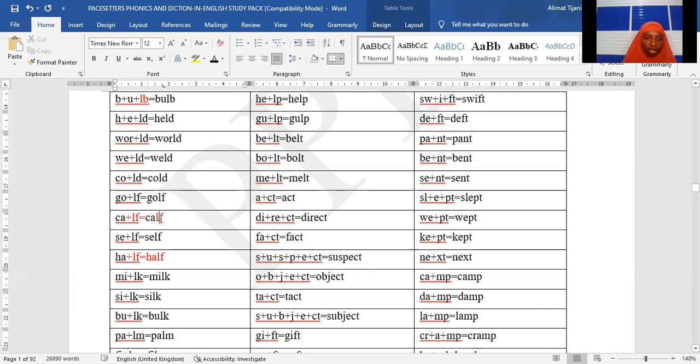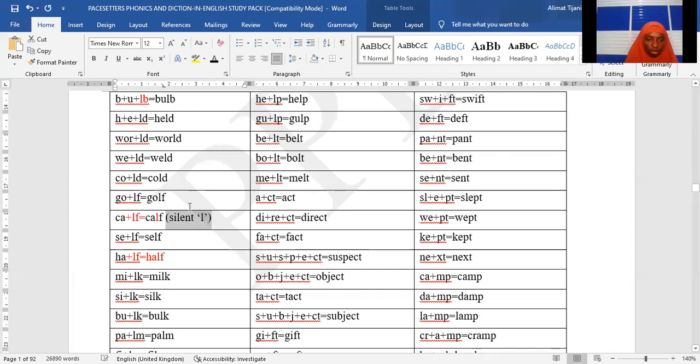The next one is bulges. I'm calling attention to the fact that the letter L there is silent. Silent L. Right. Cold, golf, calf, self, half, milk, silk, bulk, palm. Another silent L. Palm, not the L sound.